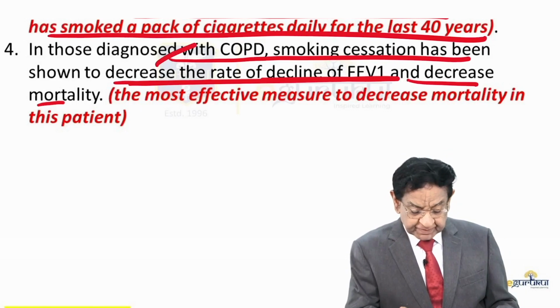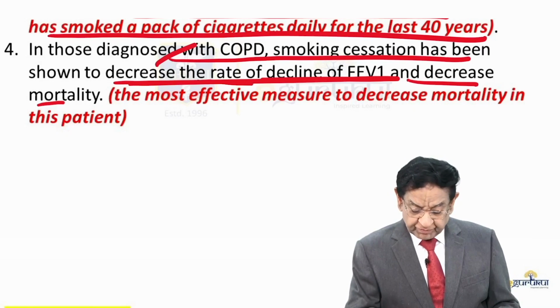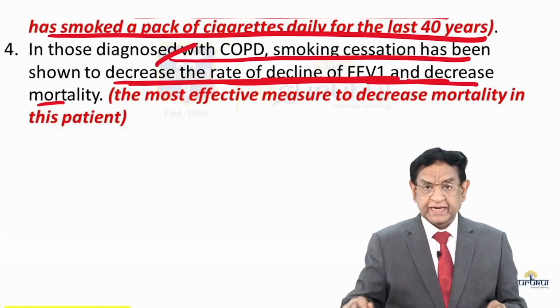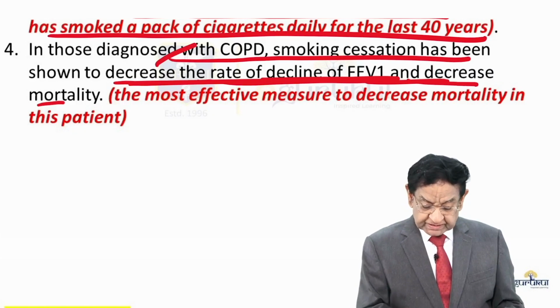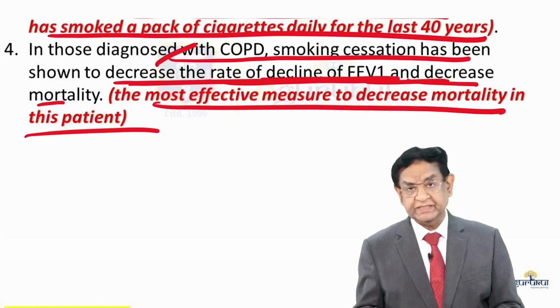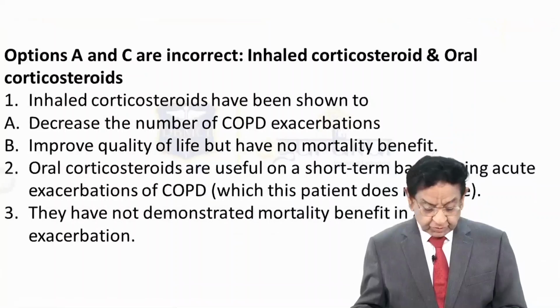Exactly the same thing. The patient is smoking, the patient stops smoking, so the rate of decline of FEV1 will be reduced and mortality will be reduced. The single most effective measure to decrease mortality in this patient is stopping or cessation of smoking. Let's look into the other options.